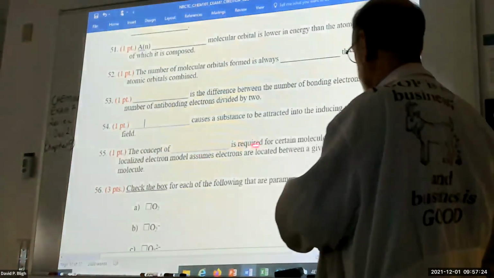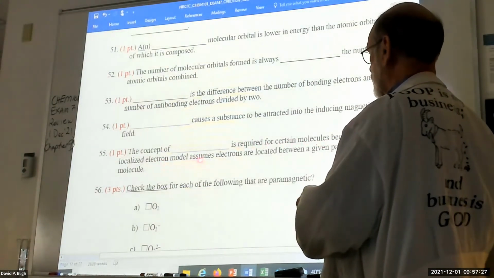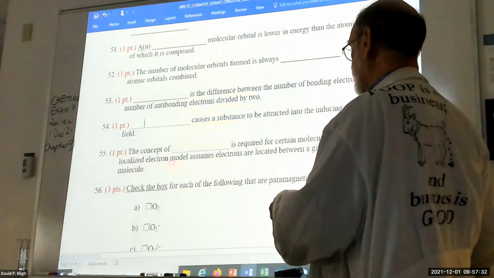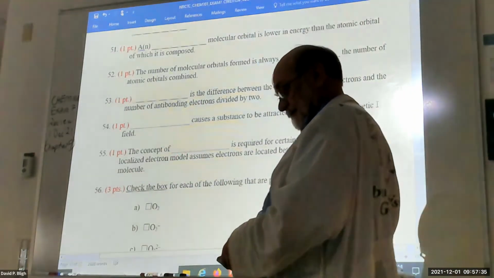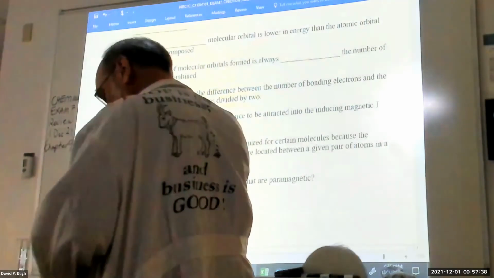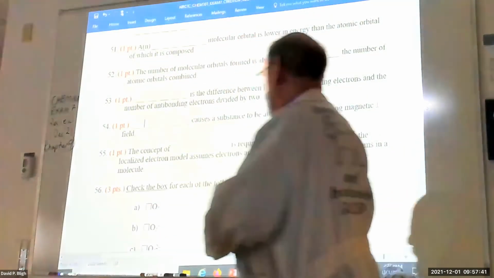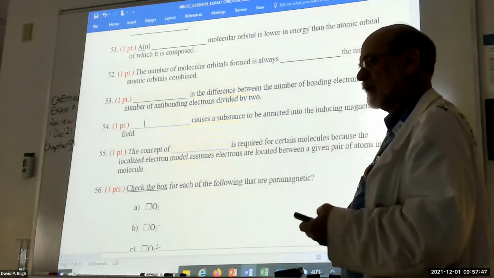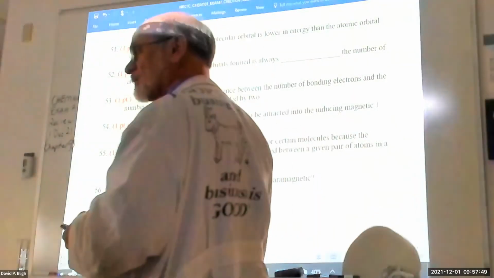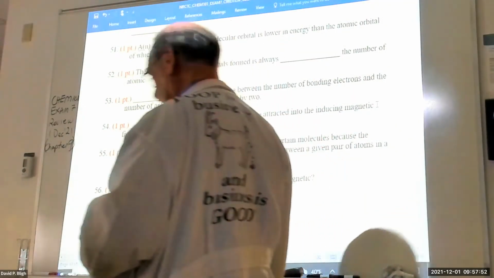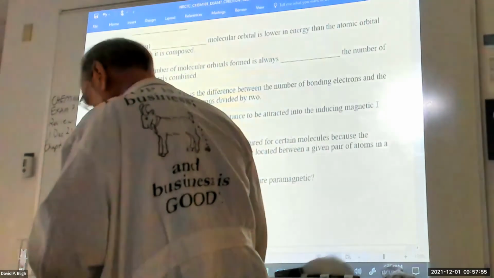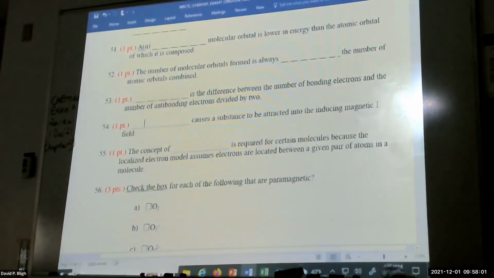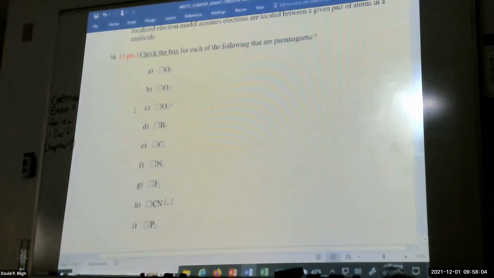The concept of what is required for certain molecules, because the localized electron model assumes electrons are located between a given pair of atoms in a molecule, that's talking about resonance. Since they're localized, for many molecules you can draw two or more equivalent Lewis dot structures, and in that case they have to resonate in order to answer the questions. Number 56 would take a bit of time to figure out.